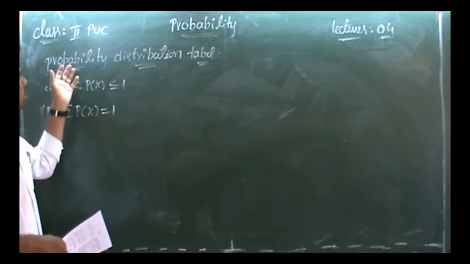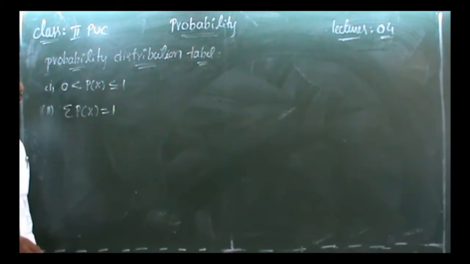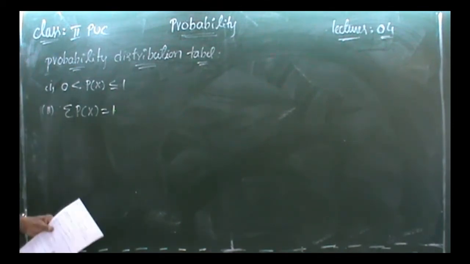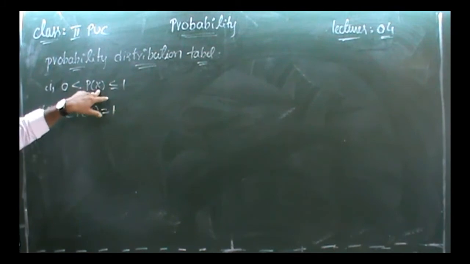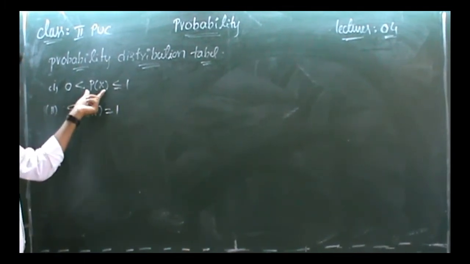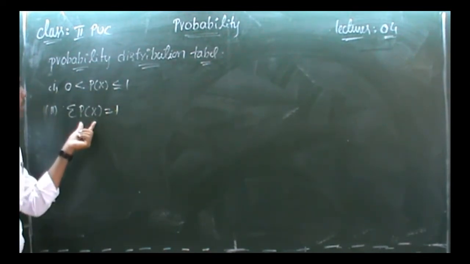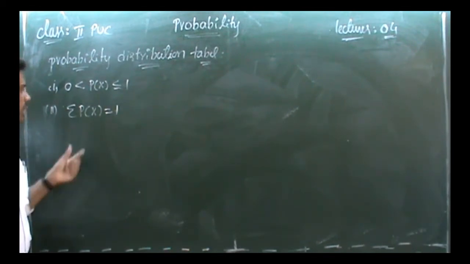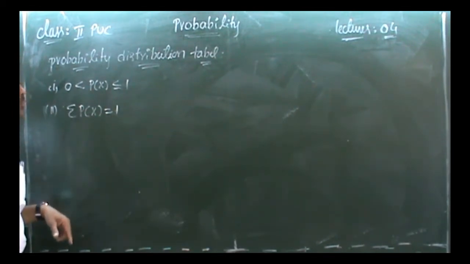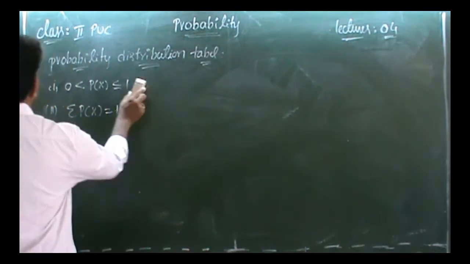So today's topic is the probability distribution table. For this table, two conditions are needed. The probability of an event P of x is more than 0 and less than or equal to 1. The meaning is that the probability of every event must be positive, and that value is at most 1. And the summation of all these events is equal to 1. These 2 points are very important. So we'll take some examples on this model and discuss.